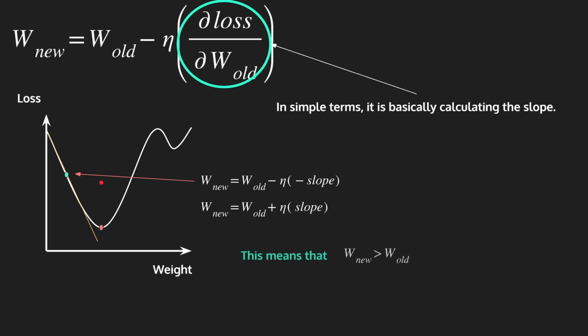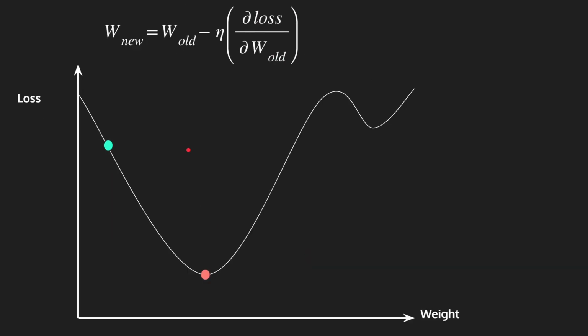Okay. So this means that W new is greater than W old, right? Since it's plus and the slope is negative, so it's going to be plus, adding on. Okay. Now let's see it more in depth.